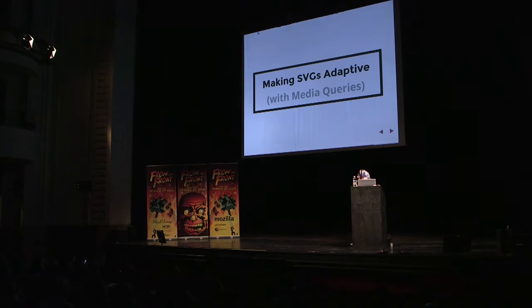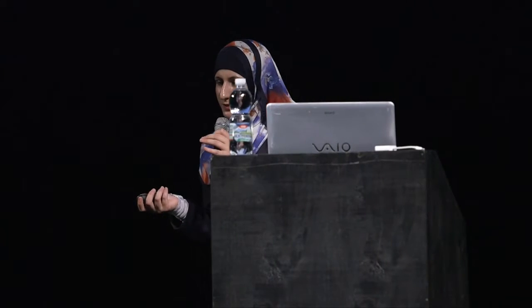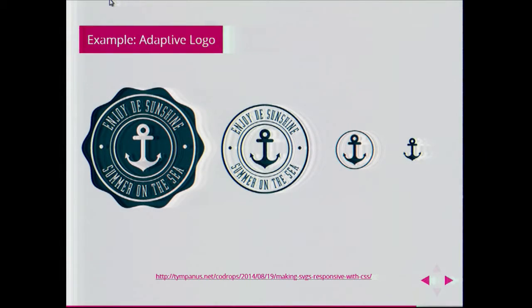Now, in addition to making them fluid, you can customize the way SVGs look on different screen sizes using CSS Media Queries. This is very similar to HTML. So if you've worked with HTML and SVG and CSS Media Queries before, you know how this is going to work. In this case, I have an adaptive logo. If you have a logo or any image that you want to look different on different screen sizes, like if you have a very small screen estate and you don't want it to take too much of that space, you can choose.